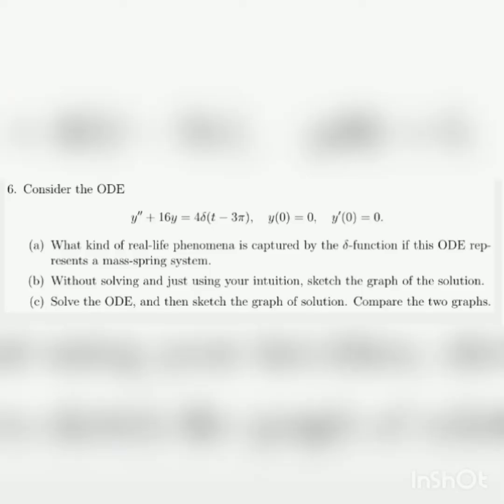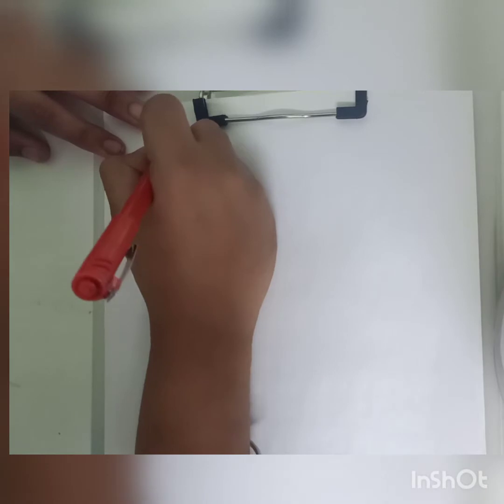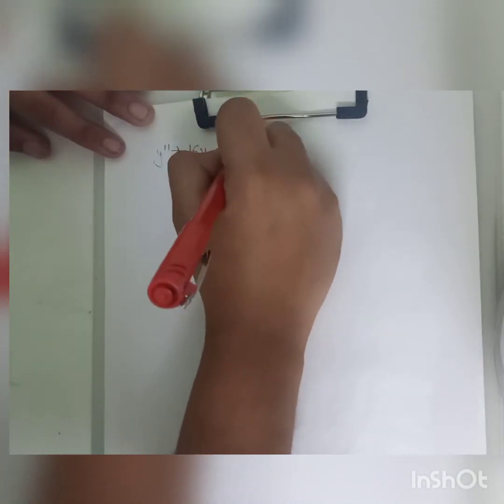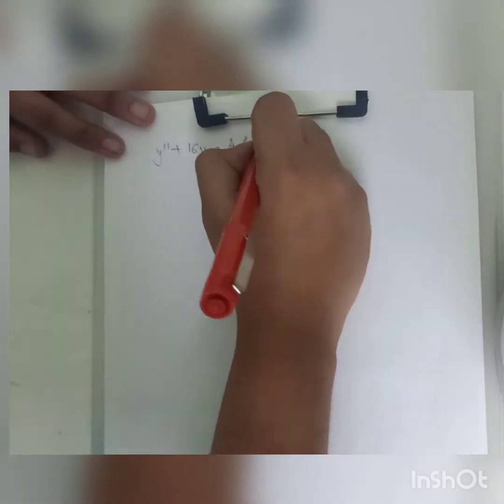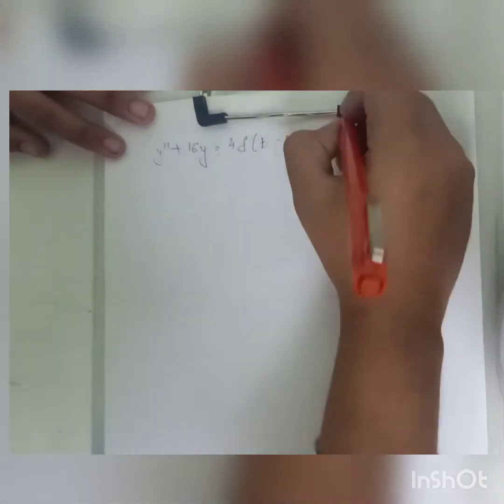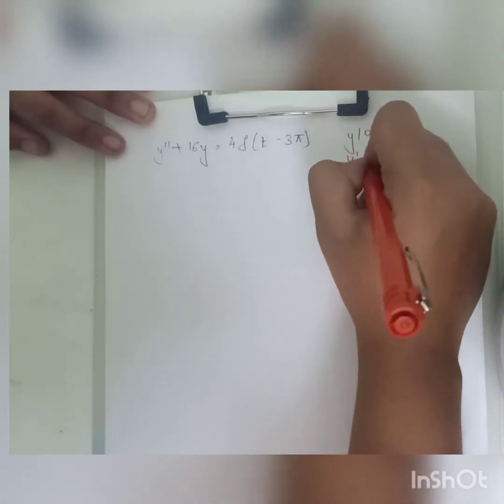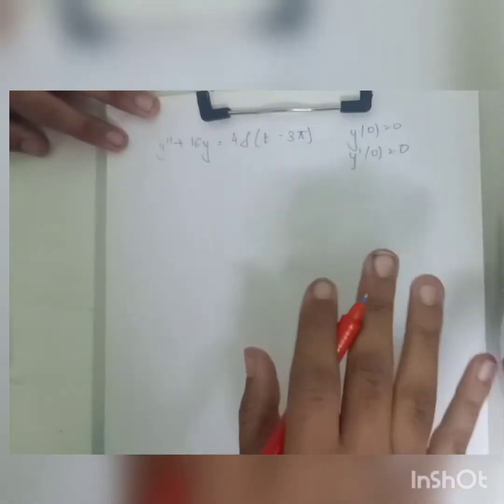The question we have with us is the equation y double dash plus 16y is equal to 4 Dirac delta function t minus 3 pi, with the conditions y(0) is equal to 0 and y dash(0) is equal to 0.